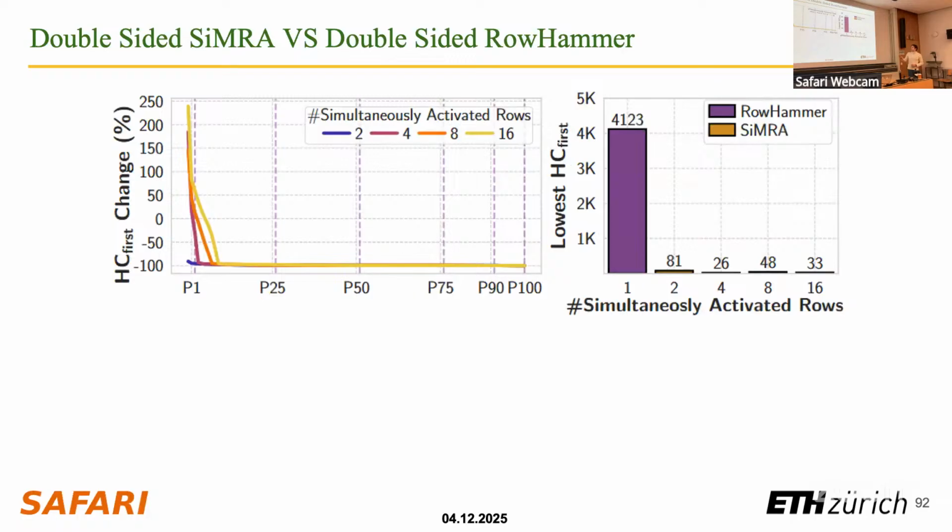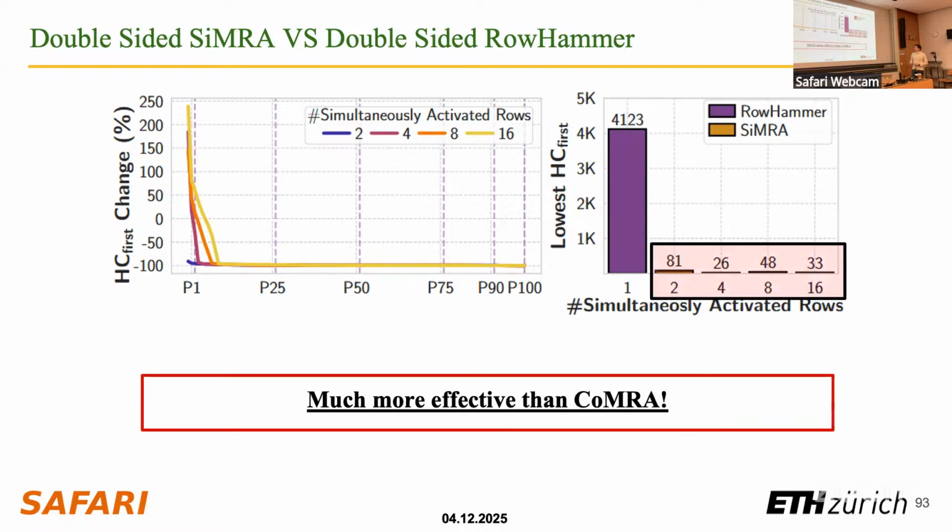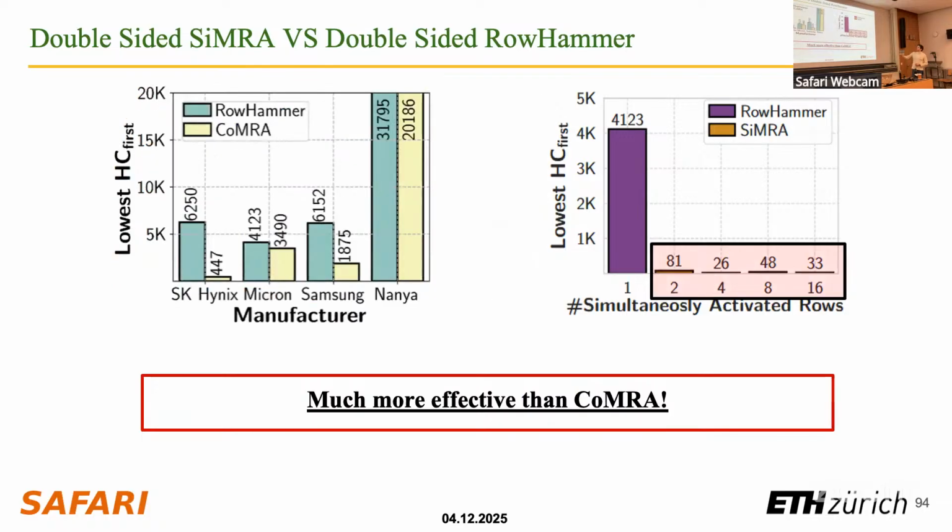This purple one is RowHammer. And down here, you have the simultaneously activated rows, and you'll be able to see that you need very, very little hammering before you can get a bit flip with SIMRA. Compared to COMRA, you can see here that it is much, much more effective. Keep in mind, this is for SK Hynix only, so this is the figure that we're interested in right here.